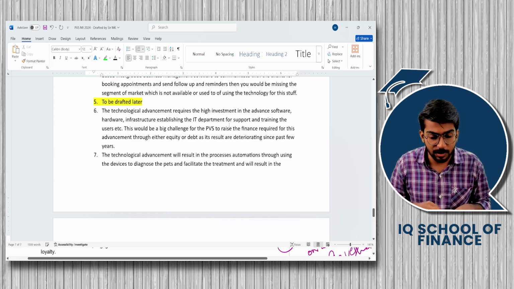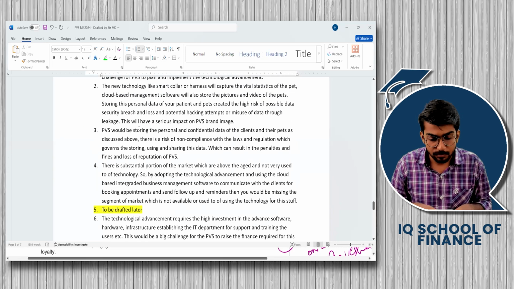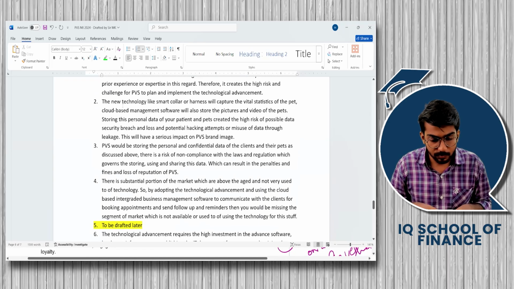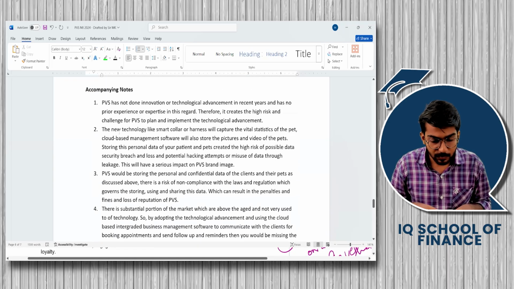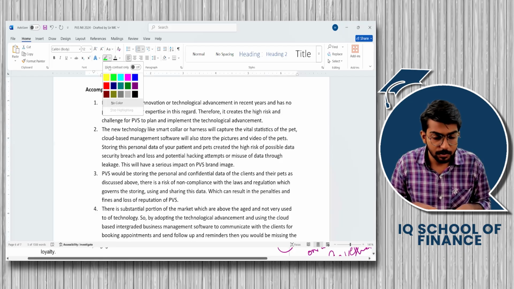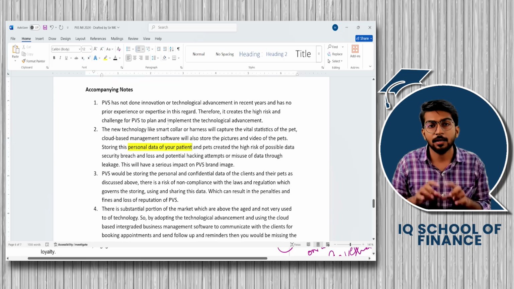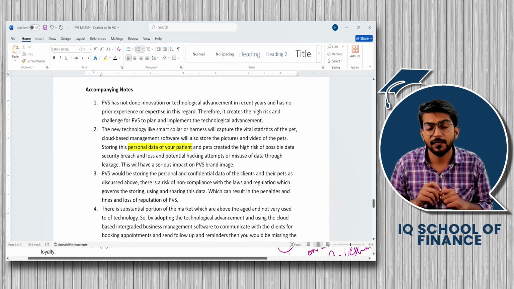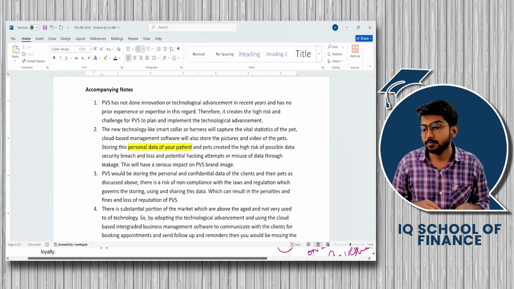So the ethical touch could be here as well, in the personal data, right? So you can make it the ethical angle as well, that if you are misusing the data, if you're not protecting it properly, if you are leaking it, then it is an unethical thing that you are not safeguarding the personal data of your clients or patients. Okay.